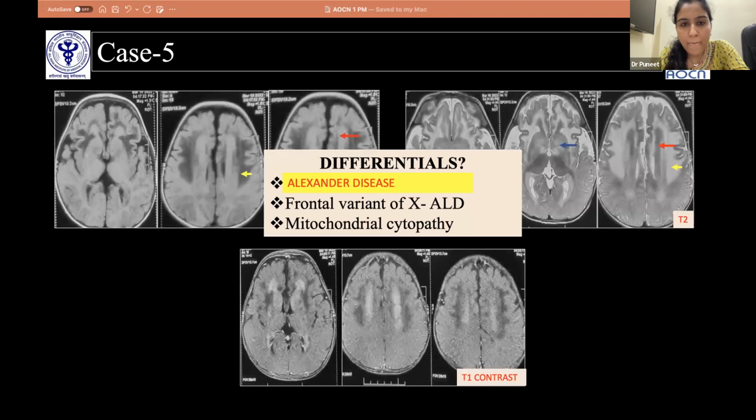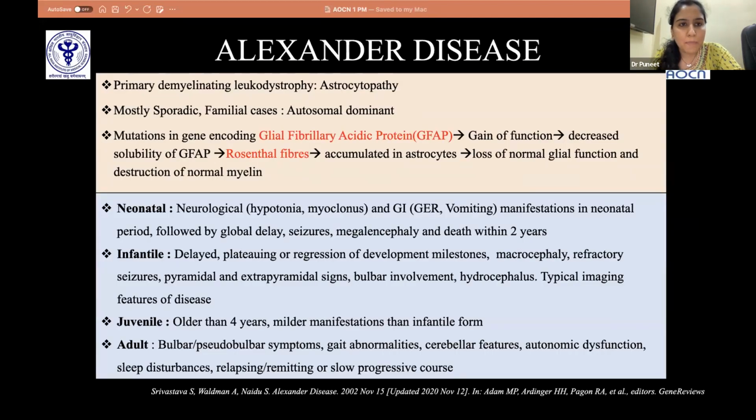disease as high. So Alexander is a primary demyelinating leukodystrophy, which is a kind of astrocytopathy. Most of the cases are sporadic in nature, but familial cases, whenever they occur, the inheritance is autosomal dominant. The mutations are seen in the GFAP gene, which is a gain of function mutation, which leads to the decreased solubility of GFAP protein. And this decreased solubility creates Rosenthal fibers, which get accumulated inside the astrocytes, and finally destruction of normal myelin.